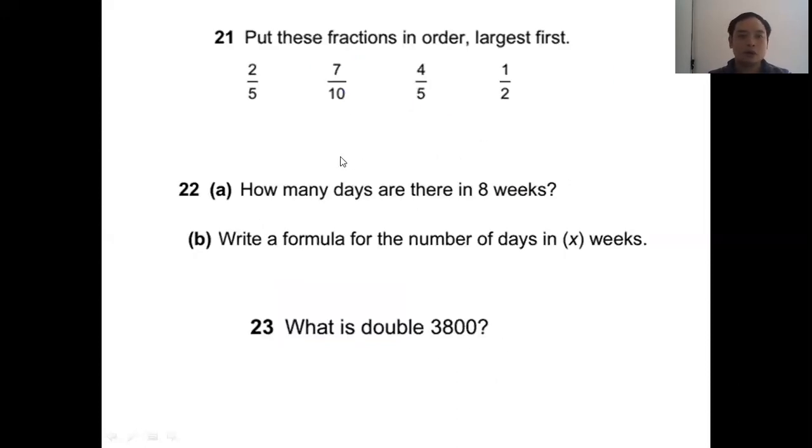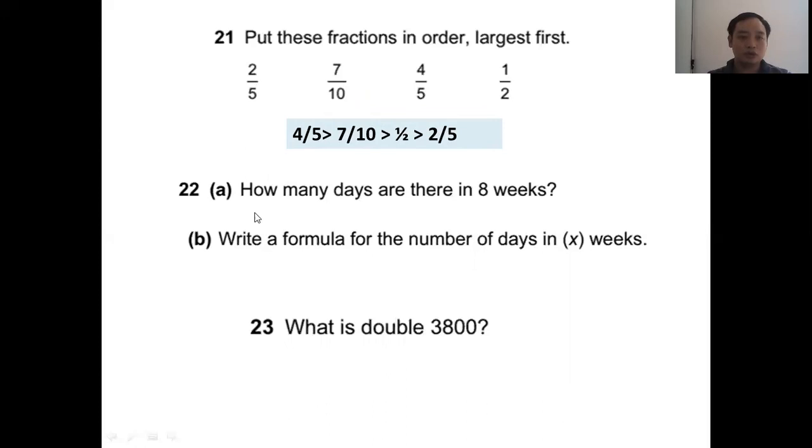Question 21. Put these fractions in order, largest first. 2/5, 7/10, 4/5, 1/2. To know which one is the largest, first I have to make all the denominators the same and then I can compare the numbers. By doing so, I can find that 4/5 is greater than 7/10, which is greater than 1/2, which is greater than 2/5.